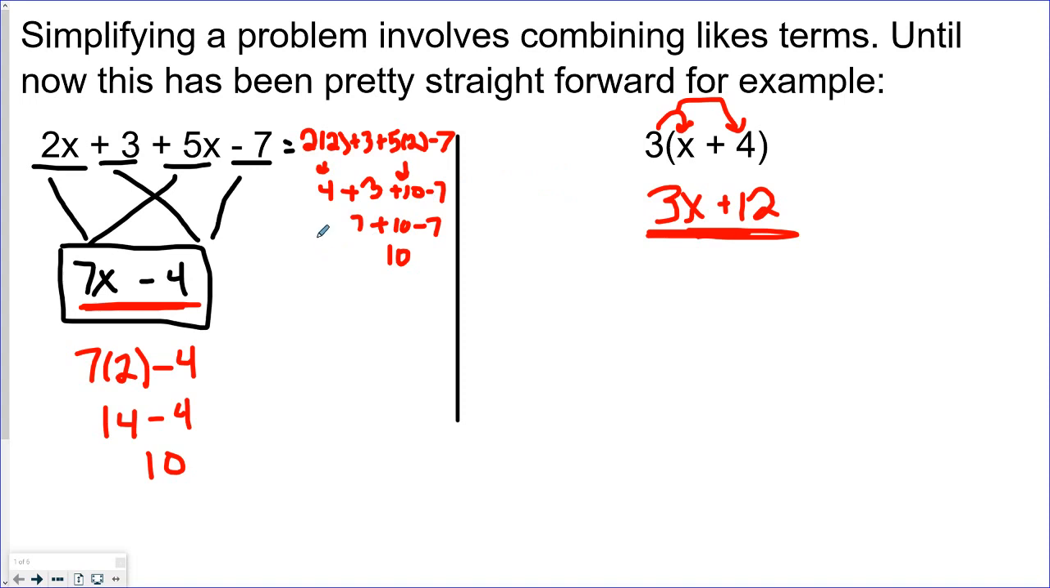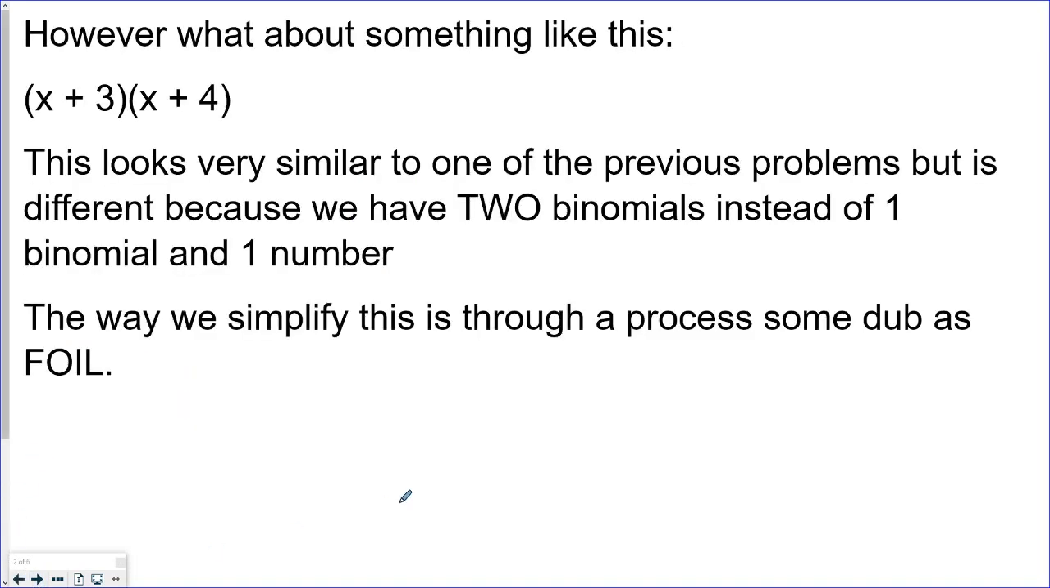So those are the two methods of simplifying we've already done. We've done combining like terms, and we've done the distribution of a term. But now we're going to look at something a little different. For example, something like this.